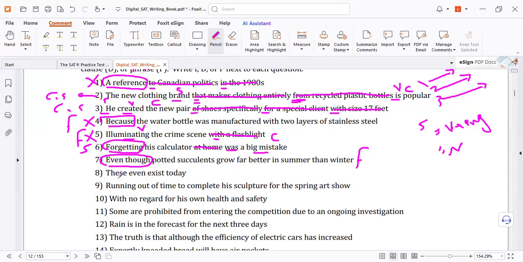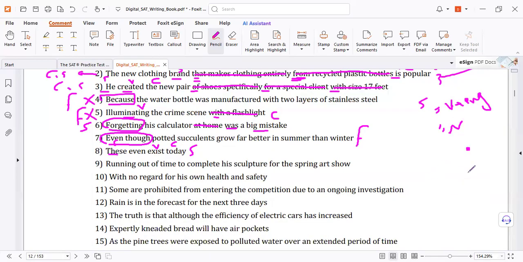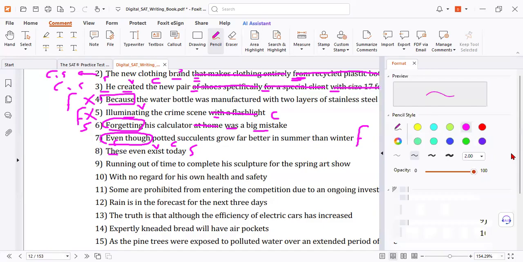Again, "these exist today." These refers to something mentioned before, so it's a subject. Exist is the verb and today is the complement, so it's a sentence. Sentence means you can use a full stop after, you can use a semicolon, you can use a comma with FANBOYS, you can use a single dash. But right now, you must know: is it a sentence or not?